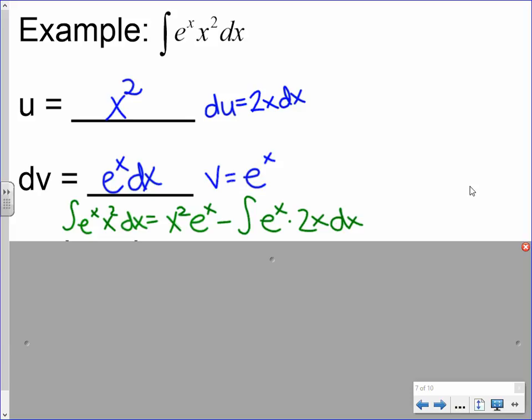I can't remember. Bailey, were you asking me about this, or was it Zach? Are we going to have to do integration by parts in our integration by parts?